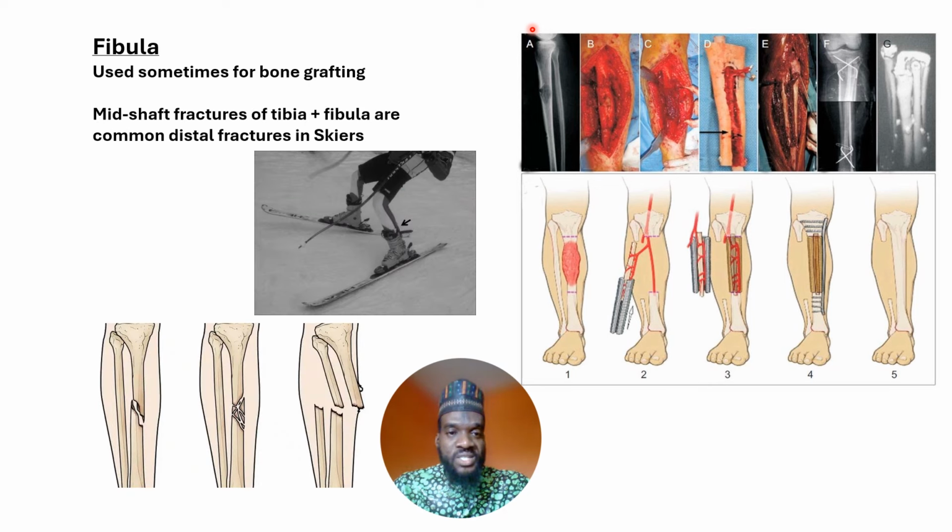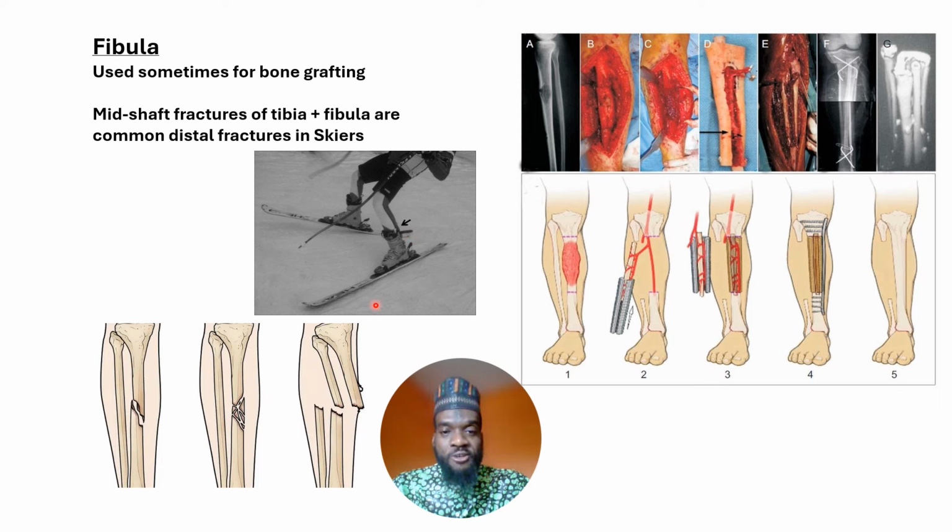So we've appreciated that. Another thing that tends to happen, particularly, is fracture in the mid shaft of both the tibia and the fibula, and this is something common in skiers. So yeah, until we start having snow in this part of the world, you probably aren't familiar with ski, except you have experienced that in other parts of the world.